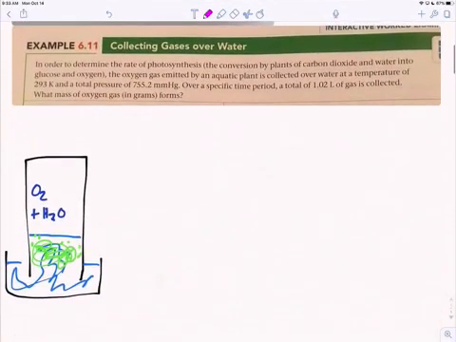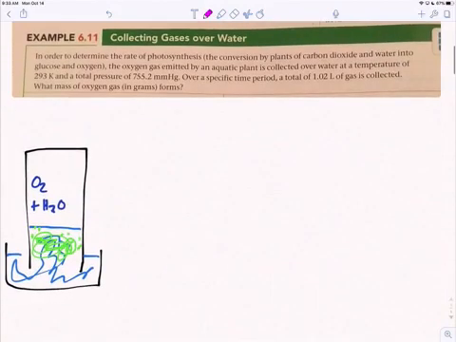Okay. So let's use this for an example. In order to determine the rate of photosynthesis, the oxygen gas emitted from an aquatic plant is collected over water at a temperature of 293 Kelvin and a total pressure of 752.2 millimeters of mercury. Over a specific time period, a total of 1.02 liters of gas is collected. What is the mass of oxygen in grams from that?